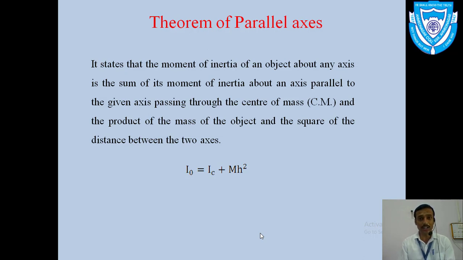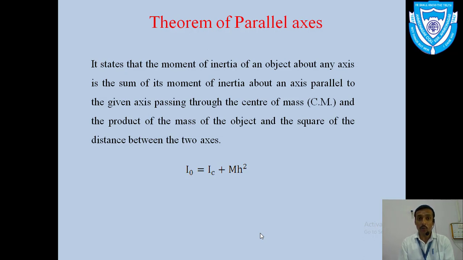So for the theorem of parallel axis, the statement is: moment of inertia of an object about any axis is the sum of its moment of inertia about an axis parallel to the given axis passing through its center of mass, and the product of the mass of the object and the square of the distance between the two axes.